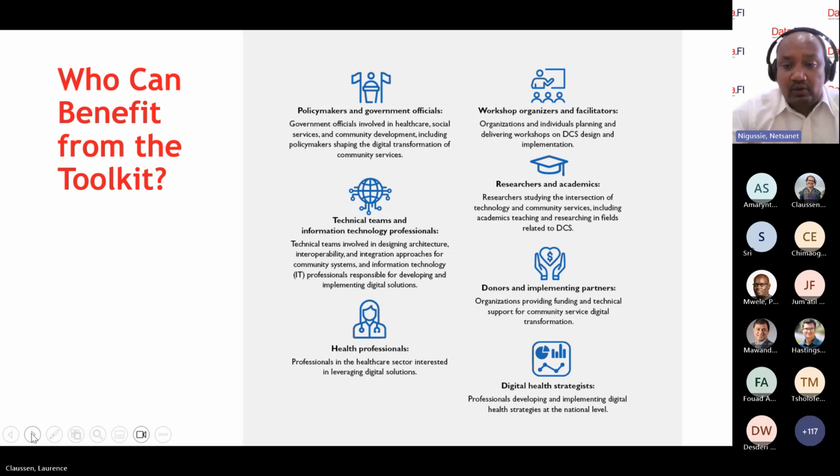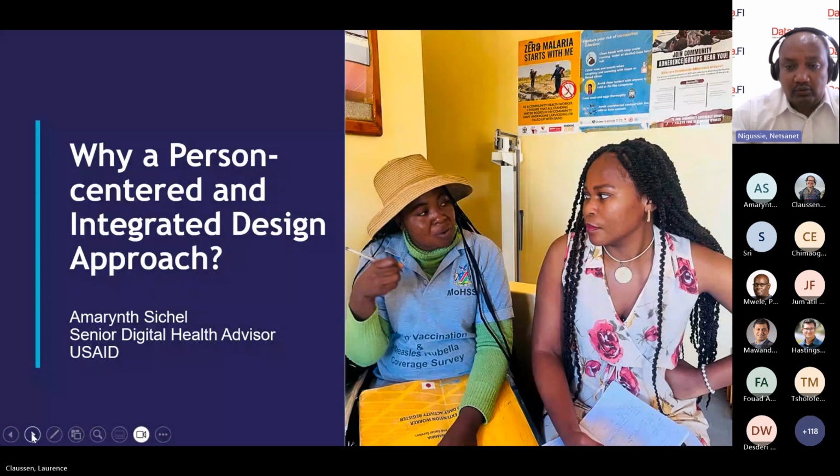I think almost everyone involved in the planning, design, development, and implementation of digital tools for community services can benefit from using this toolkit. Whether you are a government official, healthcare provider, social service professional, IT expert, policymaker, or community worker, this toolkit is designed to support you and a wide range of stakeholders in creating integrated and person-centered systems. I think with that, I will pass it to Amarynth to take you through a person-centered design approach. Thank you. Amarynth, over to you.